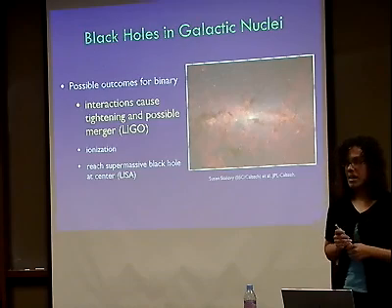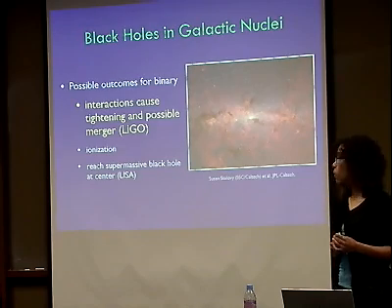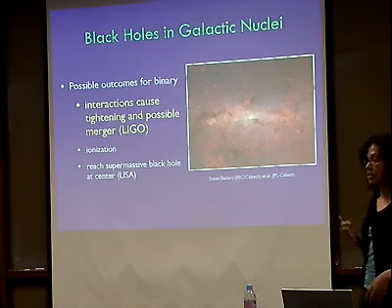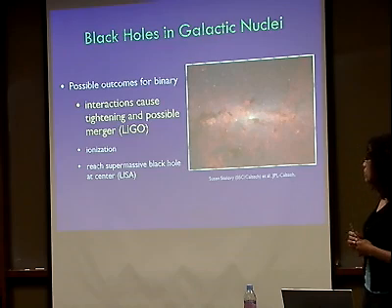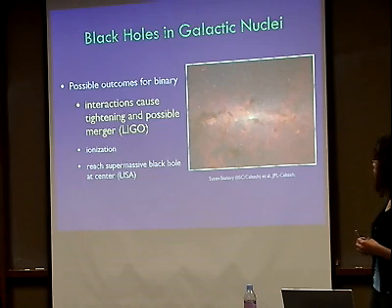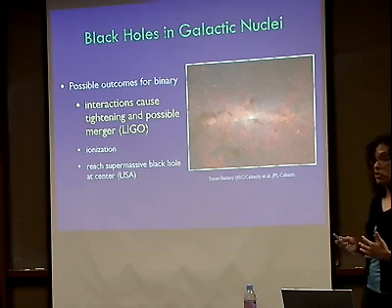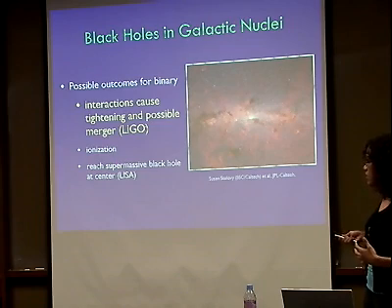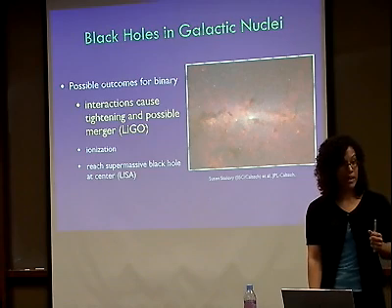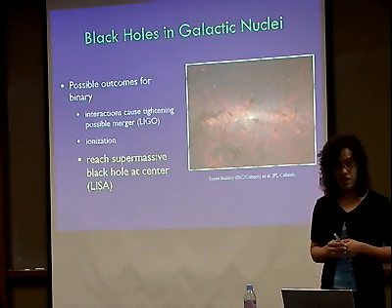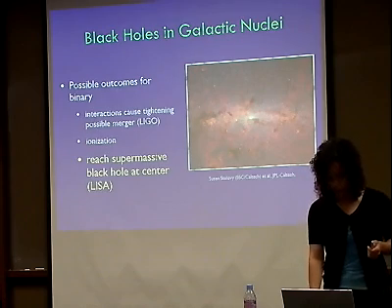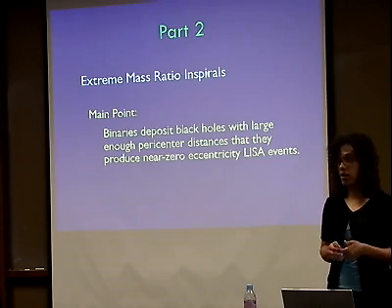So in galactic nuclei that have supermassive black holes, there are many possible outcomes. We've already talked about the interactions leading to hardening and possible mergers. Also, the fact that there's this big gravitating object at the center, increasing the encounter speeds, can lead to ionizations. But also, there's a possibility that the binaries will reach the supermassive black hole at the center and thereby become a LISA source. So that's what I'm going to talk about in part 2 of my talk, extreme mass ratio inspirals, or EMRIs.